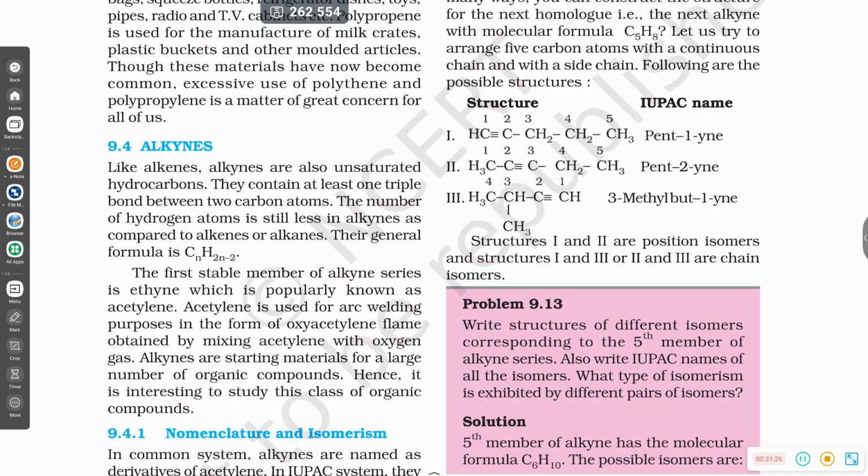Ethylene is ethene. Ethylene is the general alkene. Acetylene is ethyne. Acetylene is used for welding purposes in the form of oxyacetylene flame, obtained by mixing.